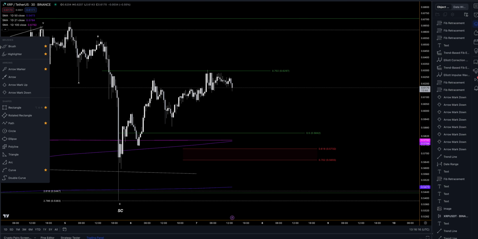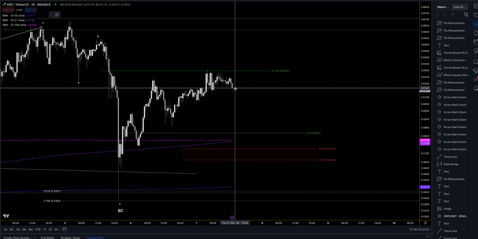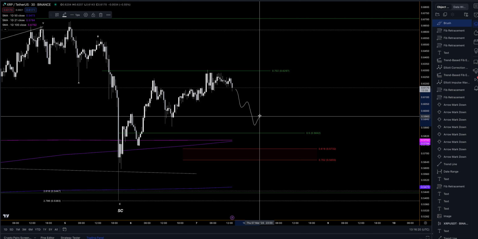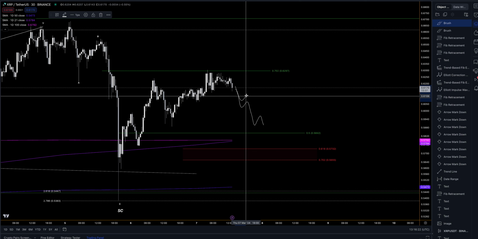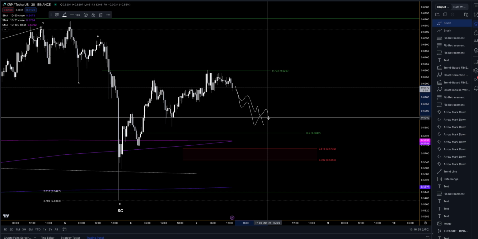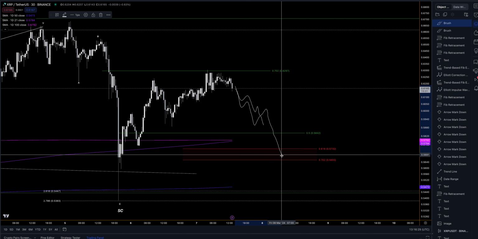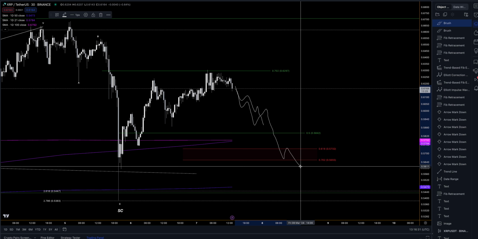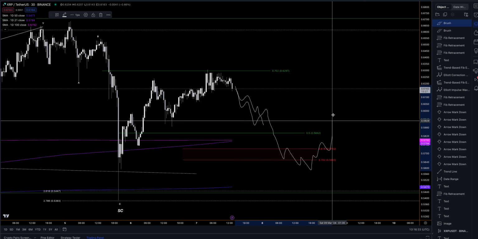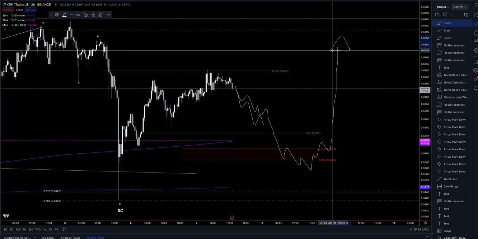Okay, so don't be surprised if XRP comes down like this, or just chops its way down here, back into discount zone below the 50, takes out your draw on liquidity, which is the 618, 702, maybe the 786, and then rallies from there.